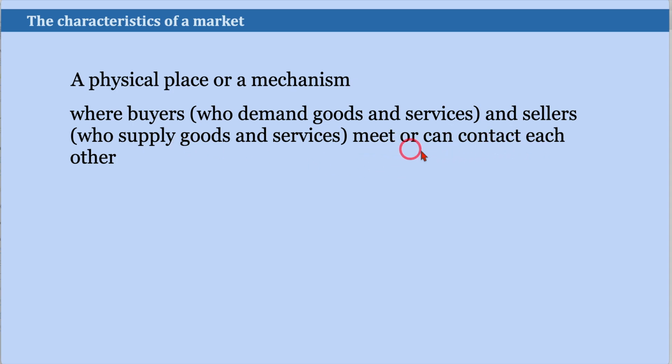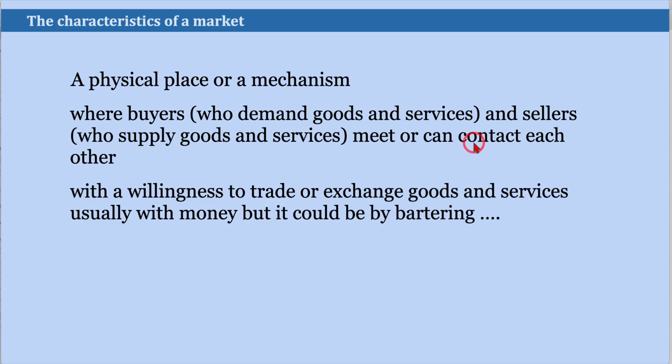And that's the key thing here, that when you're defining it, you mention that they're making some sort of contact and they have a willingness to trade, exchange goods, services, usually money, but it could be, of course, bartering as well. So when you're looking for a definition, it's some sort of physical place, mechanism. That's the first point there. There's contact, there's meeting with the view to exchanging goods and services.